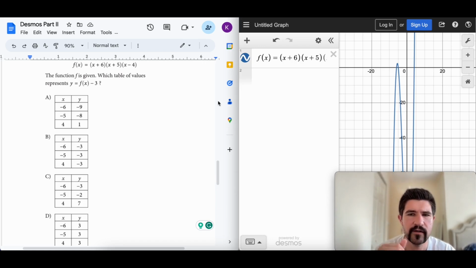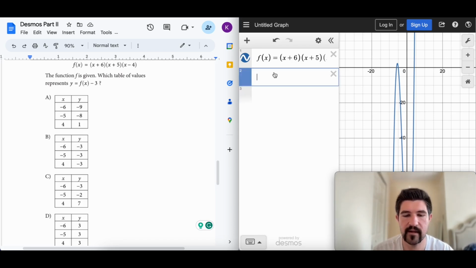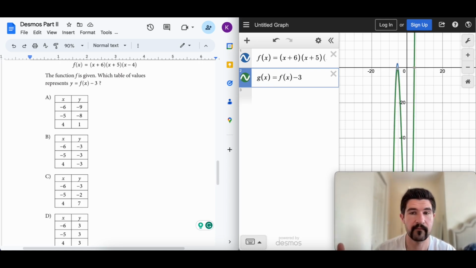Well, we could take this function here and subtract 3. Remember we said before that we can just say f of x minus 3. We could even name a new function, g of x, like we did before, equals f of x minus 3. So it did what we did last time. It shifted that graph down 3. I'm going to hide f for now because we don't need it anymore.